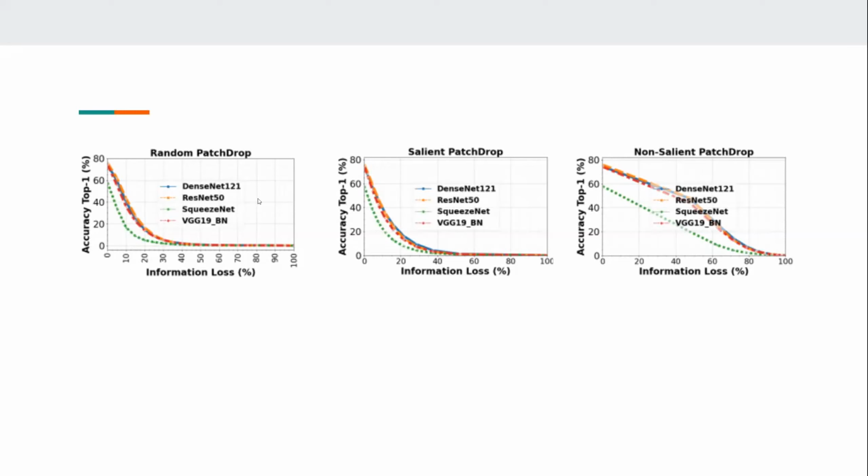When they did this, they noticed that ResNet 50 performed the best. So for a lot of their experiments, they compare against ResNet 50. For transformer... Can you say what is information loss?